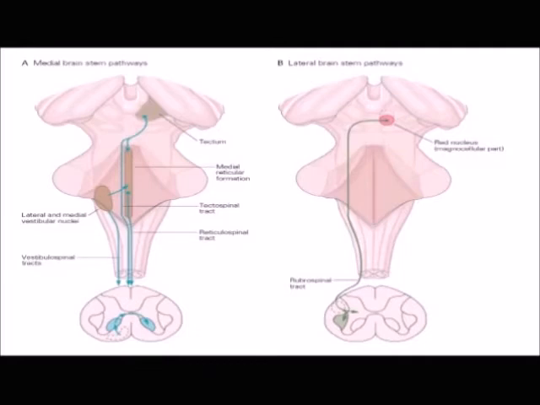In other words, the head and neck movements are mainly controlled by tectospinal tract, which comes from the tectum of the midbrain to cervical spinal cord.